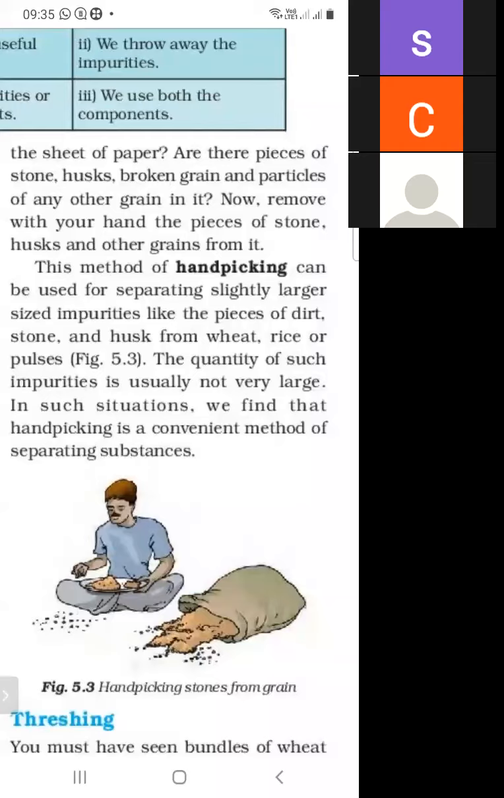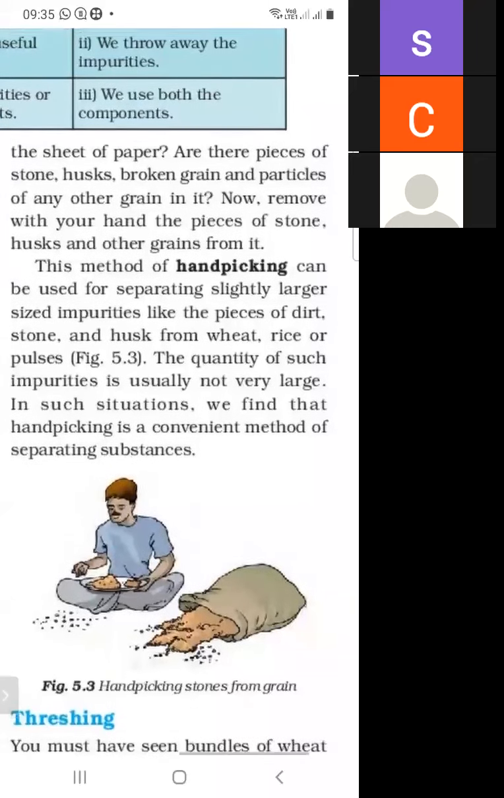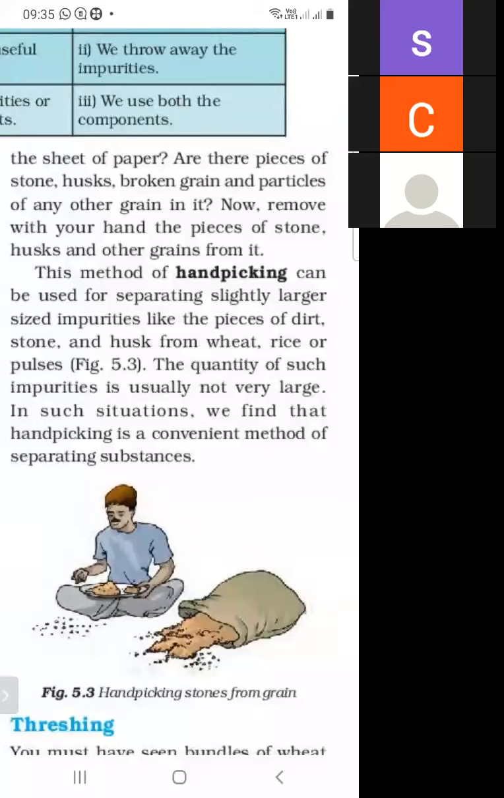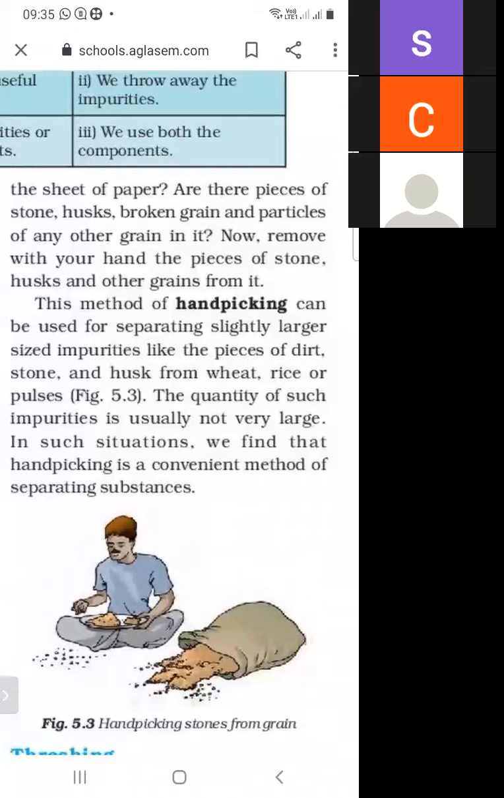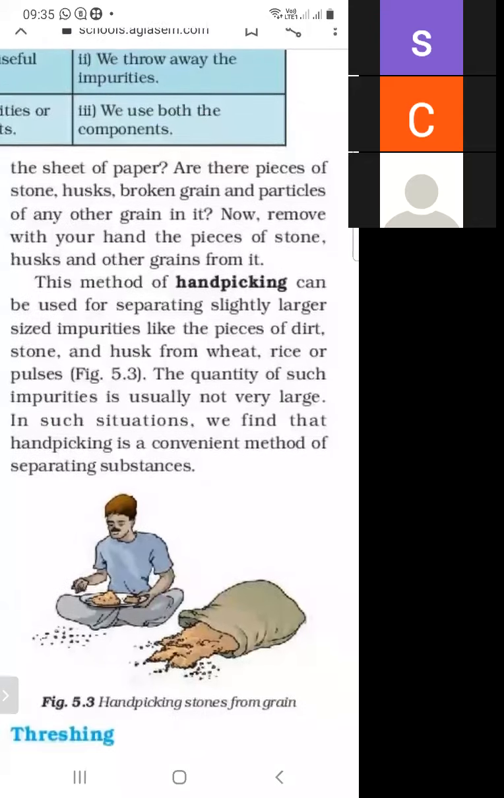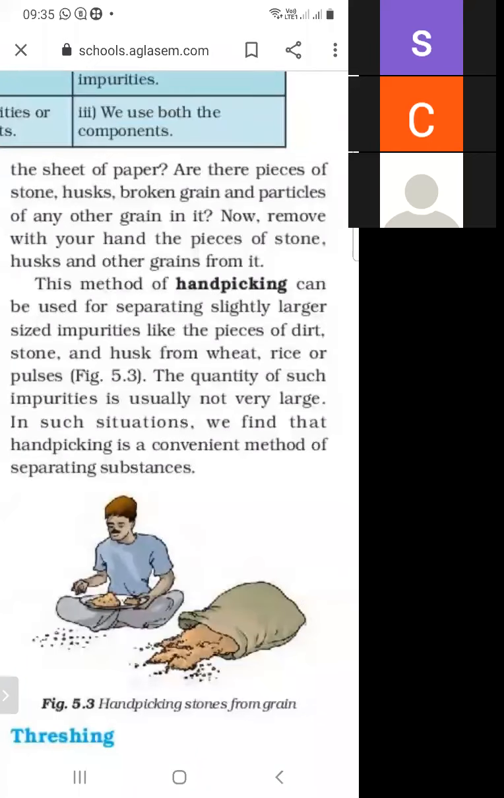Firstly, we will take a packet of grains, and then we will spread the grains on a sheet of paper. Are there pieces of stone, husk, broken grain, and particles of any other grain in it? What we will see are particles of stone, husk, broken grains, and another grain present in it. Now remove with your hand the pieces of stone, husk and other grains from it.